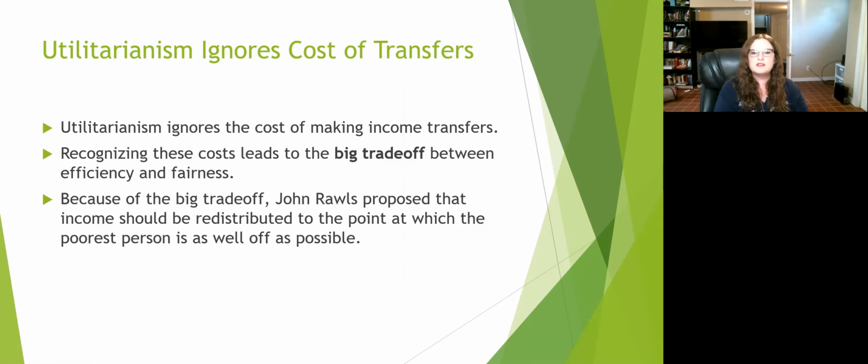So it ignores the fact that some of the income is going to leave the system if we make this trade-off. The problem is if we keep trying to redistribute everything over and over, that's a lot of transaction costs. That is a lot of surplus that leaves the system. So recognizing these could lead to a big difference between what's efficient and what's fair. Because of this trade-off, John Rawls, another famous economist, proposed that income should be redistributed to the point at which the poorest person is as well off as possible, which means that everybody's equal.